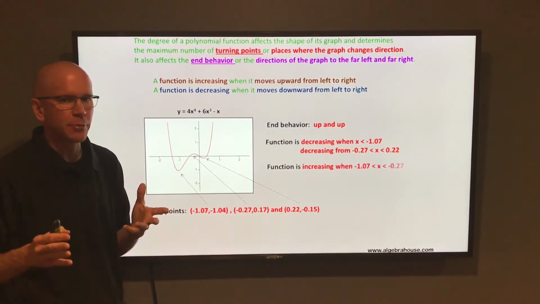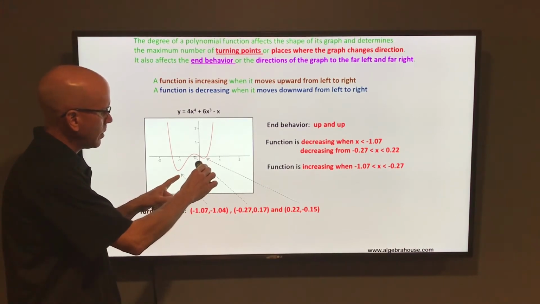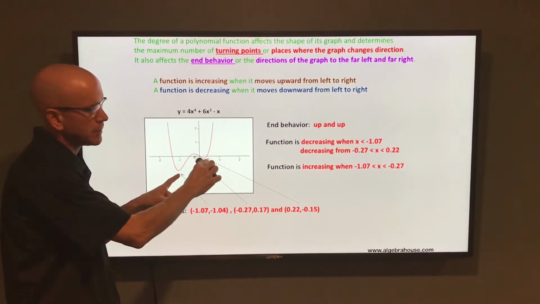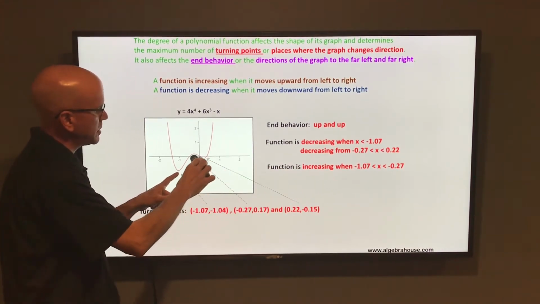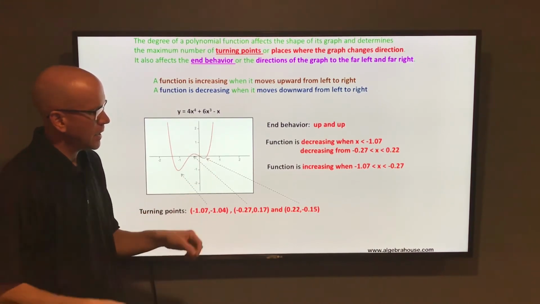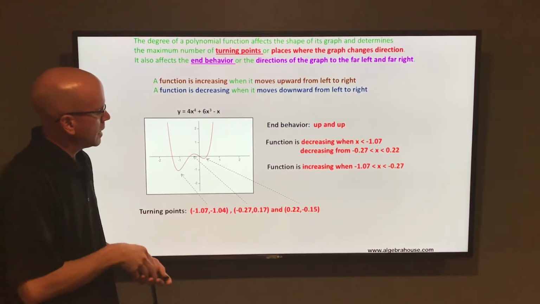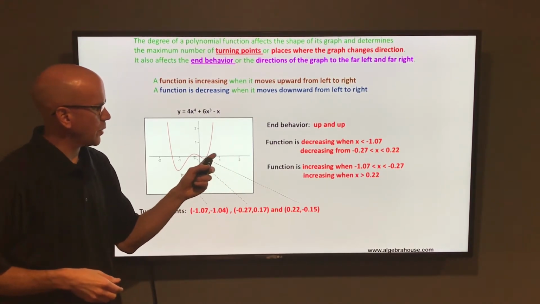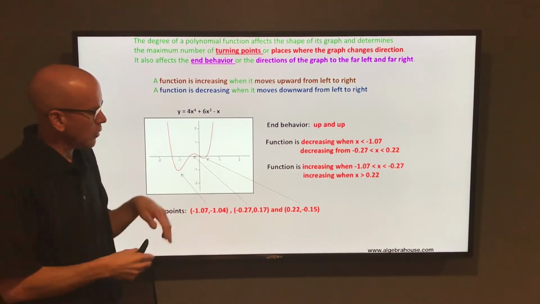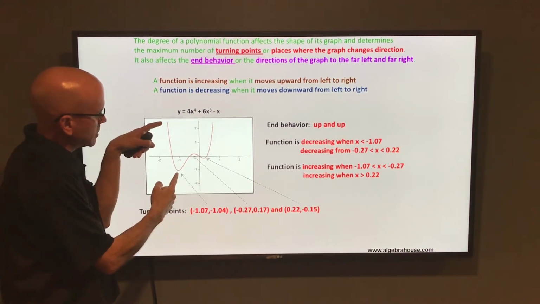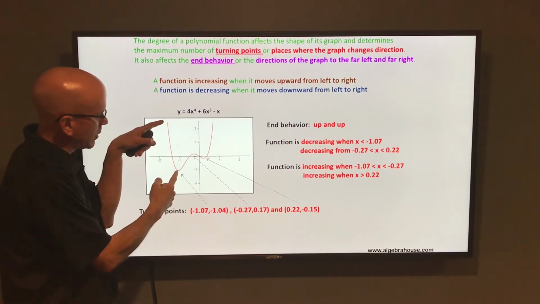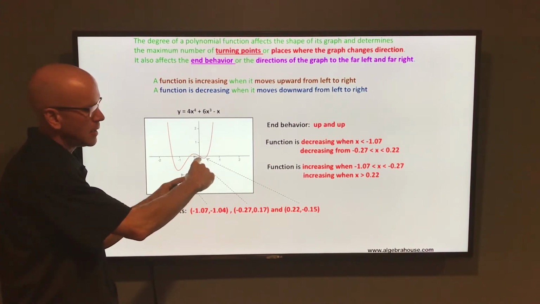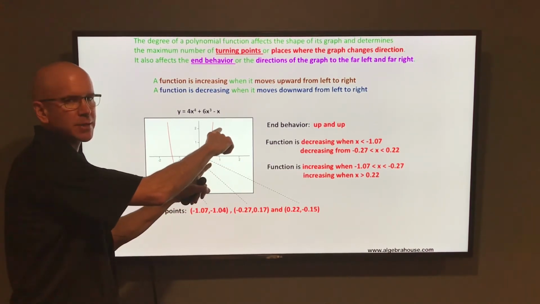Areas where the function is increasing would be right here, where x is negative 1.07 to where x is negative 0.27. That function is increasing when x is between negative 1.07 and negative 0.27. And then the function is increasing again over here to the right when x is greater than 0.22. So as you scan from left to right, the function is decreasing. The y values are going down right here, so the function is decreasing on this interval. Then it begins increasing, then decreasing, and then increasing again.